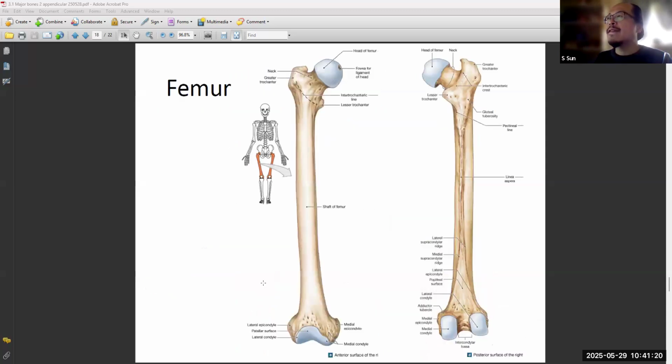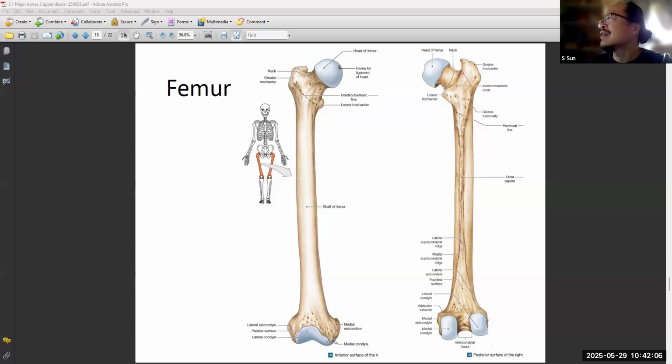All right. So after the pelvis, the next one is the femur, our leg. And here the femur has a femur head. The femur head fits into the acetabulum of the hip bone. And then you have the greater trochanter, and down here is the lesser trochanter. This is the intertrochanteric line. This one is another line.